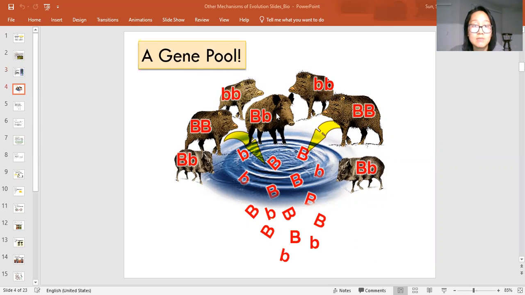And these wild pigs have different genes. So this one over here has a capital B, lowercase b. This one over here has 2 capital B's, so it's dominant, right? This one has 2 little b's, 1 big B, 1 little b, 2 little b's, 2 big B's, and 1 big B, 1 little b.